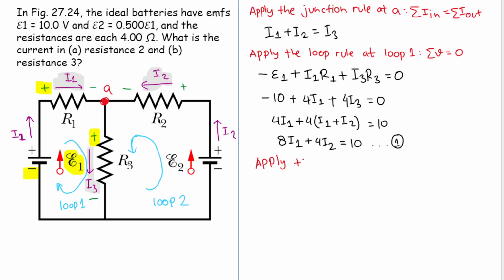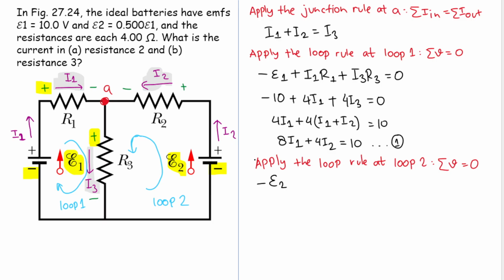Apply the loop rule at loop 2. Okay, so the sum of the voltage in a loop will equal to 0. Remember, we have to be very careful about the sign. Okay, and here we look at loop 2, and the loop entering this battery from the negative terminal. So I will have minus sign, and then we will have E2 as the voltage, right? So we'll have E2 here.